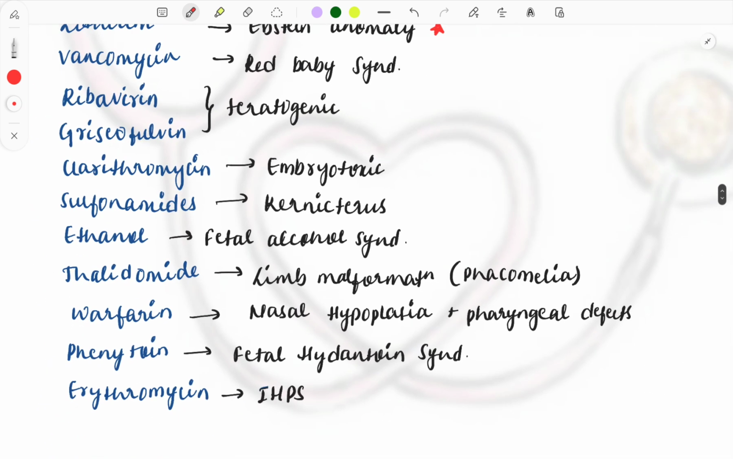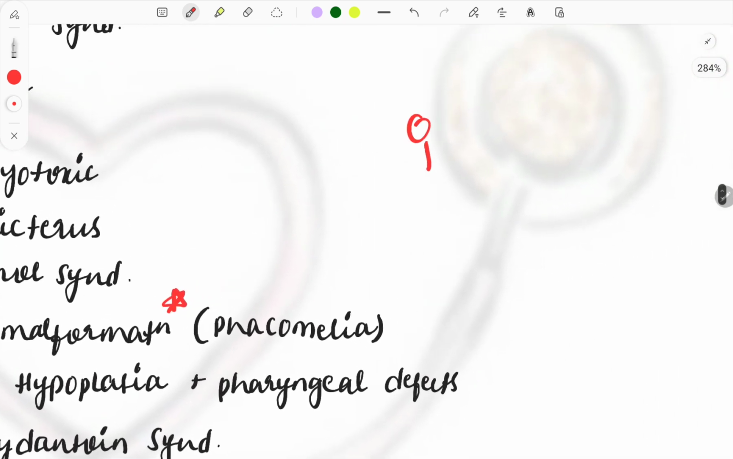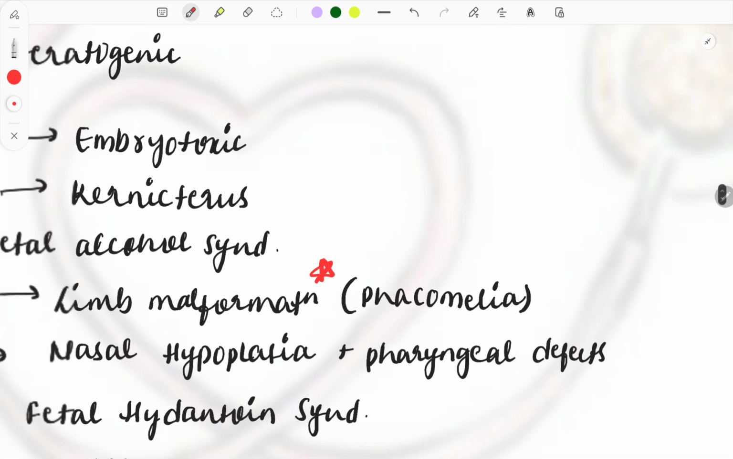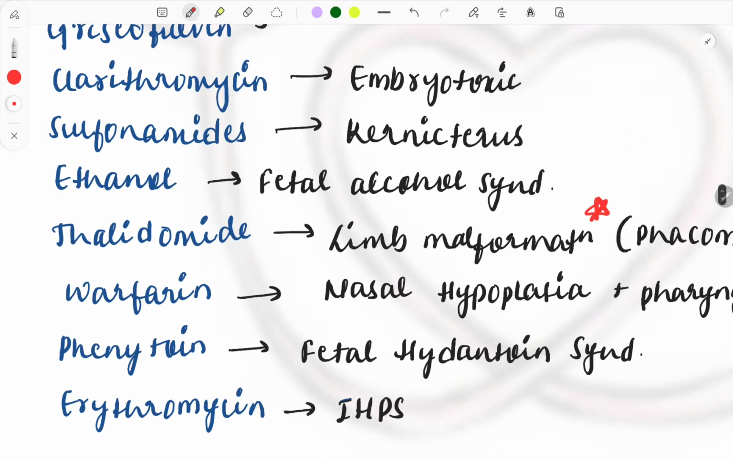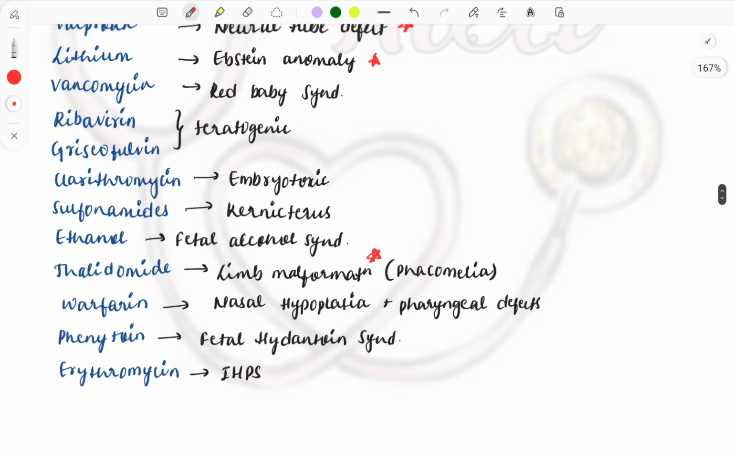And this one is also a PYQ, phocomelia. They will give an image, and when you see the image you will see that the patient's limbs are malformed, so that is thalidomide, warfarin, phenytoin and erythromycin.